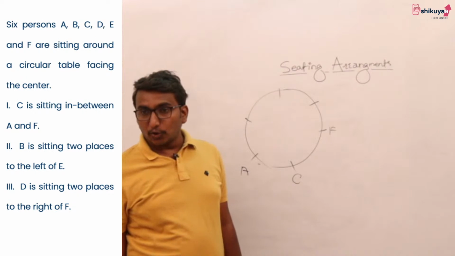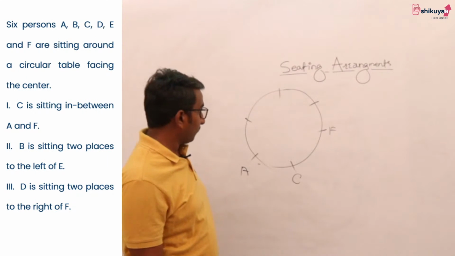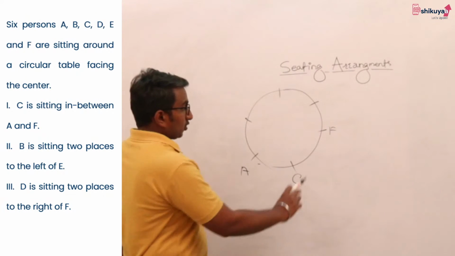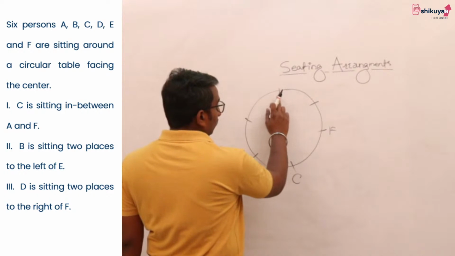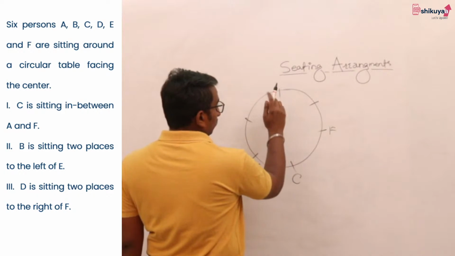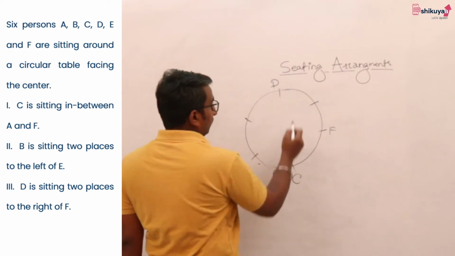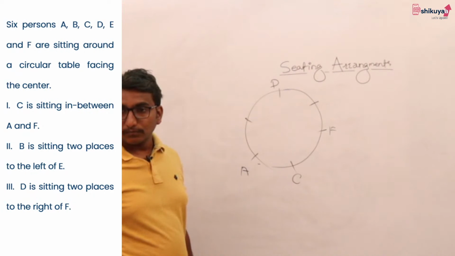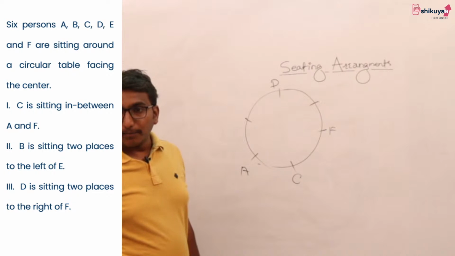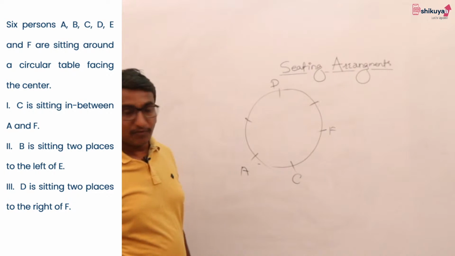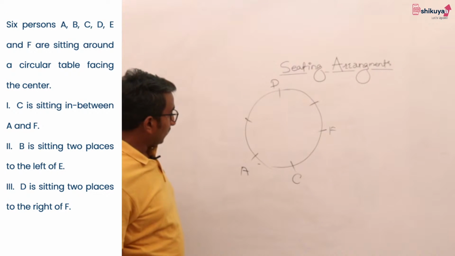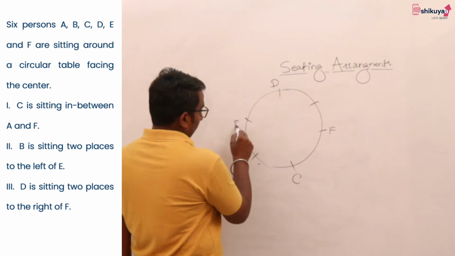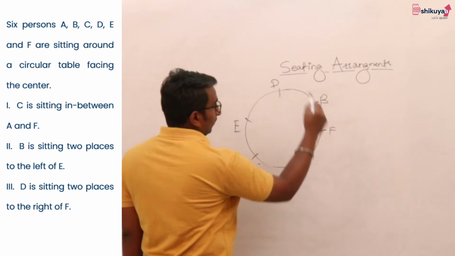D is sitting 2 places to the right of F. So here is F, 1, 2. So here must be D. Again, B is sitting 2 places to the left of E. So here it must be E and here it must be B.